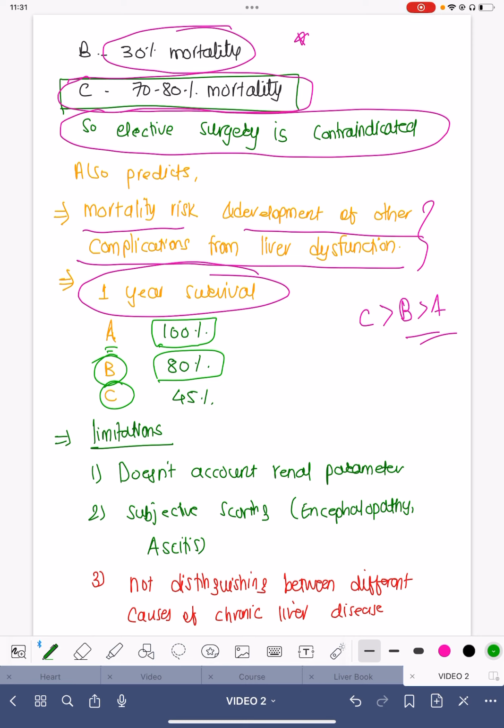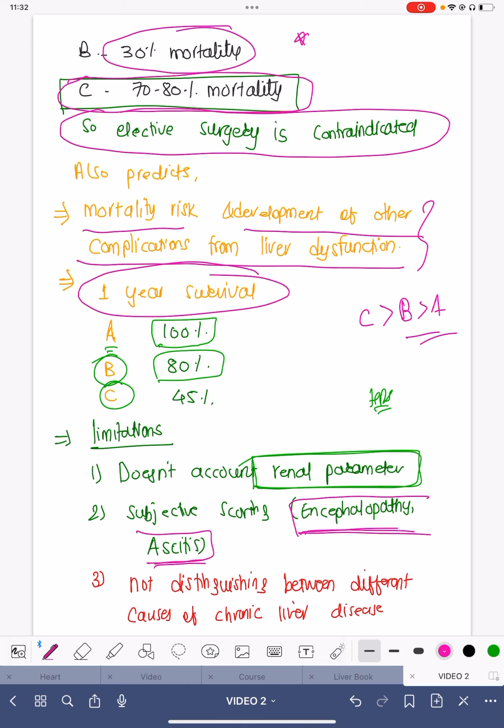hepatic dysfunction. Now, this Child-Pugh score definitely has some limitations as it does not take into consideration renal parameters. If someone has HRS or if someone has a bad creatinine level, then the patients may die very, very fast, even if the patient has a Child-Pugh score A. So it doesn't take renal parameters into account. This is one of the limitations of Child-Pugh score. And the scoring of encephalopathy or ascites is kind of subjective. There is no objective rule to this. So the Child-Pugh score may vary from person to person or from doctor to doctor based on their subjective scoring.